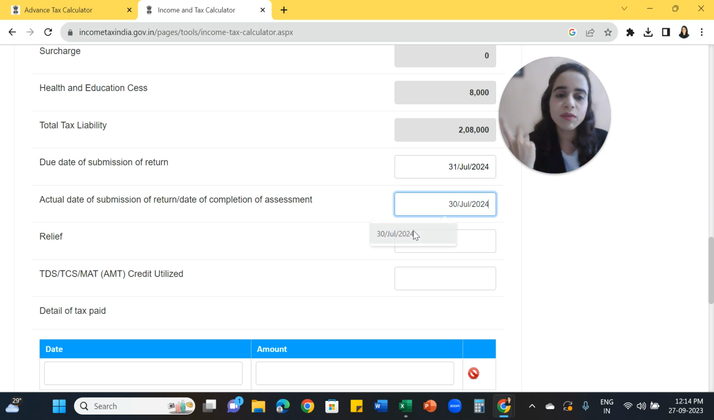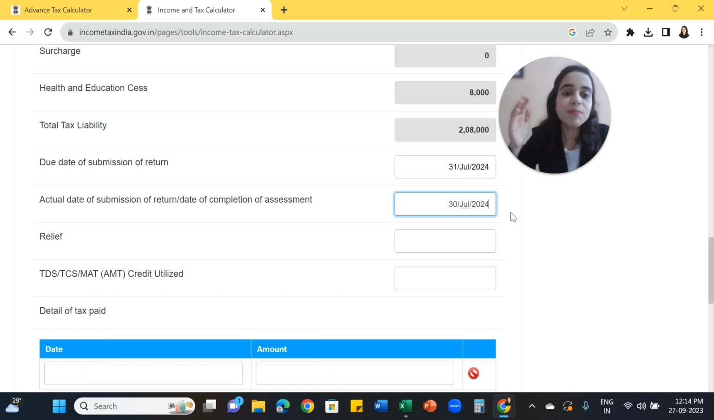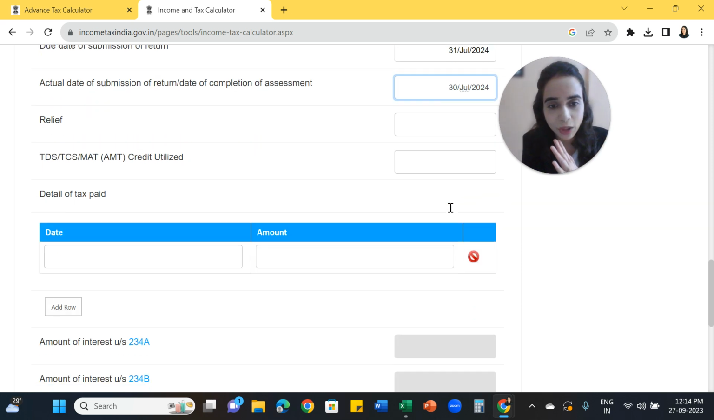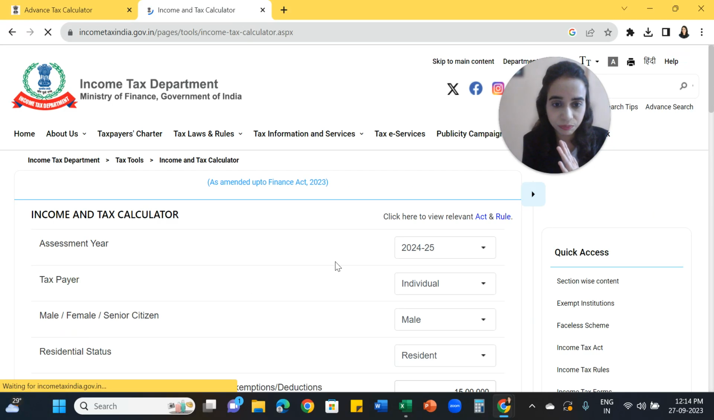What's the date on which I am submitting? Let's assume I'm submitting just one day before the actual date. Doesn't matter if you're submitting in June, one month less interest will apply. If you're submitting in May, one more month of interest will be less. So let's say I'm submitting on 30th July or 15th July or 12th July, doesn't matter. Anywhere in July, you will be liable to pay the entire interest till July. And then I will say calculate.